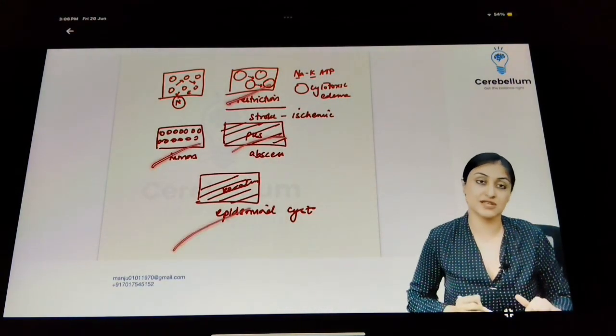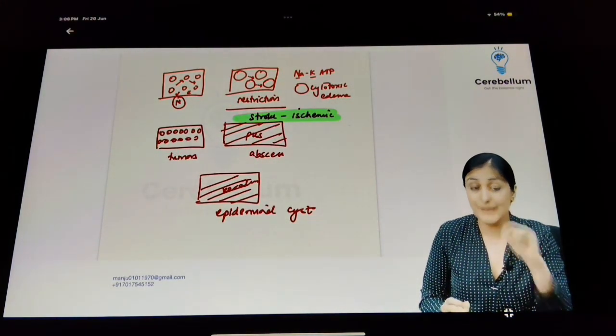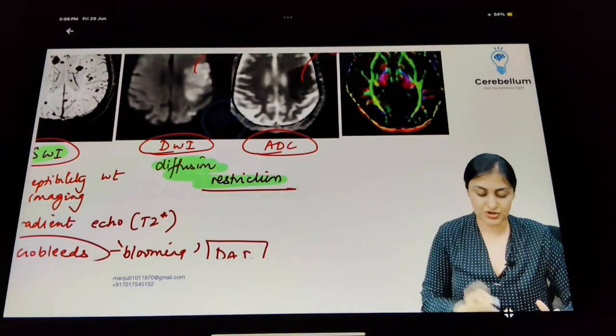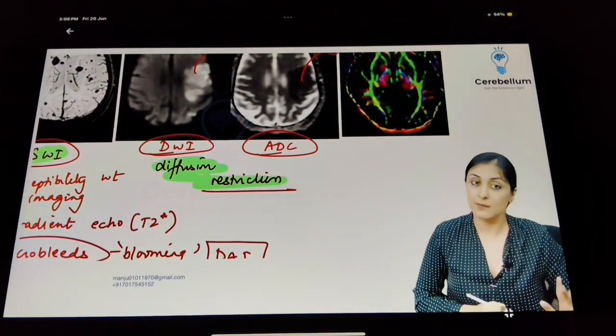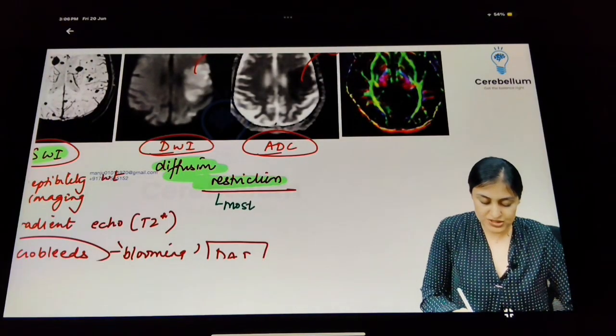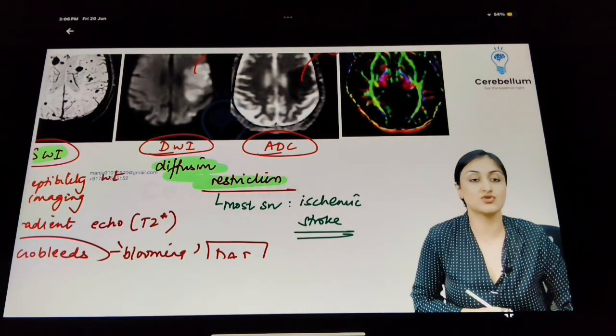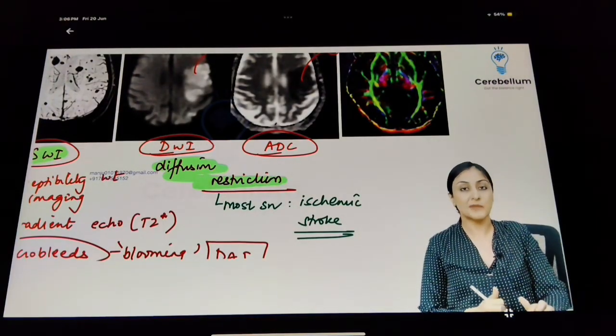So what are my conditions that show me diffusion restriction? Ischemic stroke, best and most important. Tumors, abscess, and epidermoid cyst. So my takeaway of diffusion restriction in one line, you now know the concept, so you know this. But in one line, most important, this is my most sensitive sequence for picking up ischemic stroke. Anytime somebody has ischemic stroke, diffusion weighted can pick it up as early as 30 minutes after the insult.